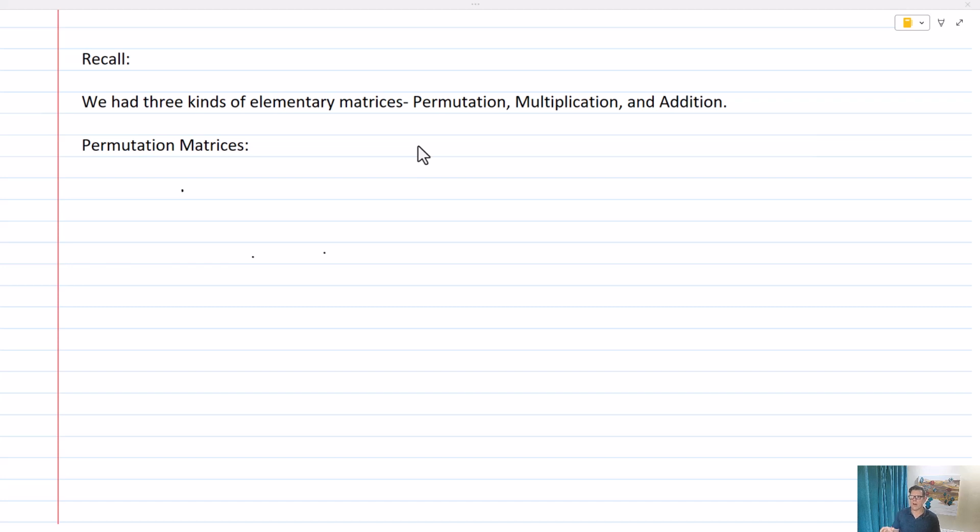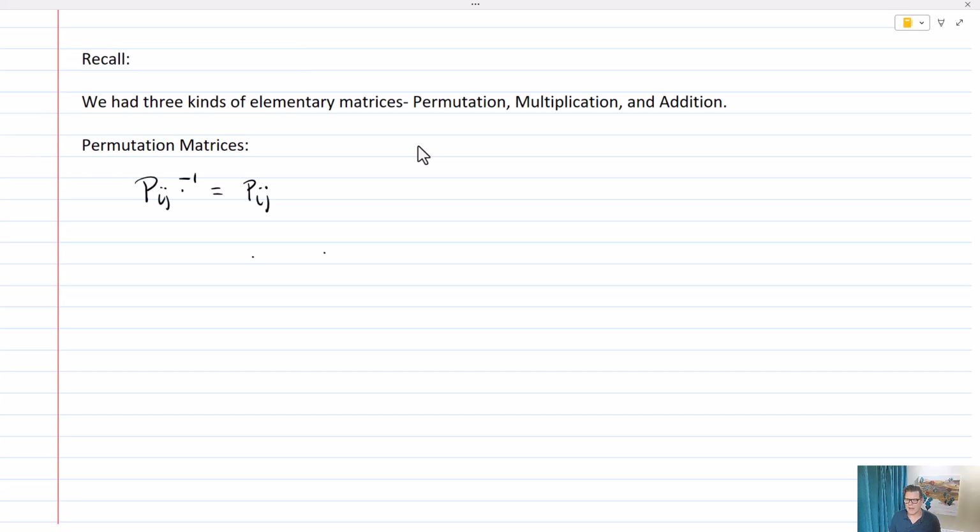What I want you to do now is to recall that we had three kinds of elementary matrices. We had permutation matrices, multiplication matrices, and addition matrices. So let's start out talking about the inverses of each one of those kinds of matrices. Starting with permutation matrices, remember we had Pij, and that switched the ith and the jth row. Well, it turns out if we want to switch back those rows, which is what we're going to do when we take an inverse, Pij inverse is just going to equal Pij.